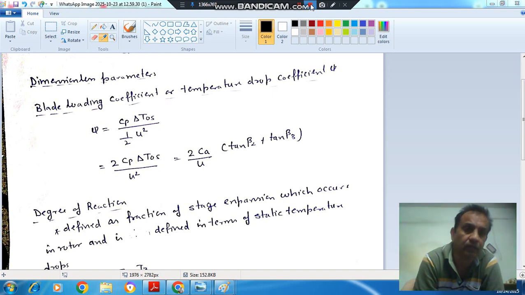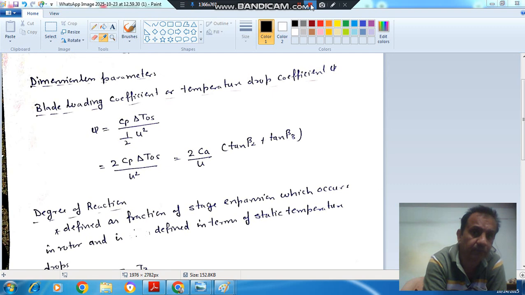Hello, welcome again. We are covering the topic axial flow compressor for civil services mains, IFS and GATE aerospace exam. And the next subtopic in the main topic of axial flow compressor is dimensionless parameter. And the first dimensionless parameter is the blade loading coefficient or temperature drop coefficient.